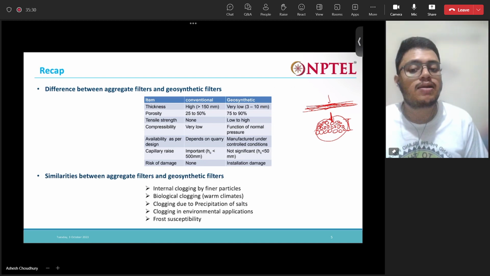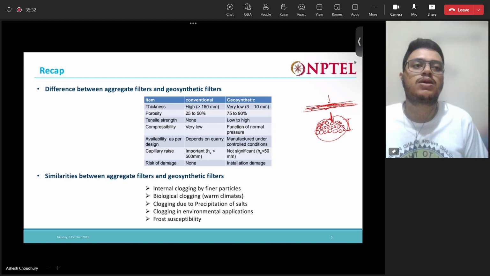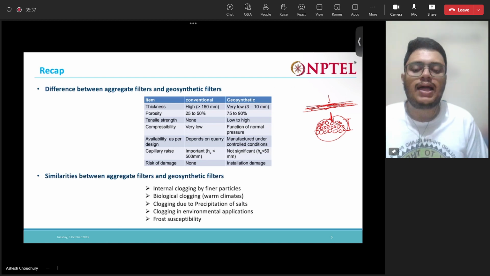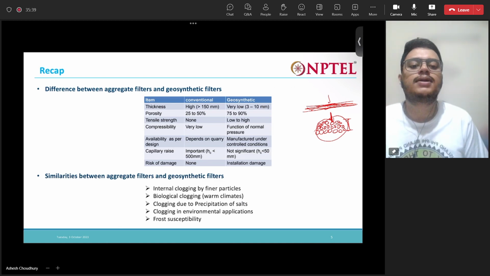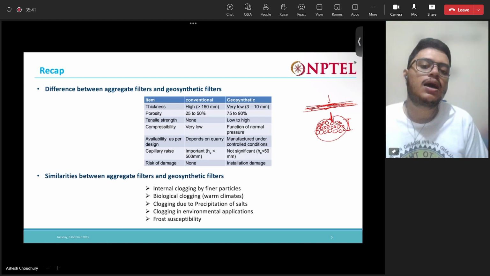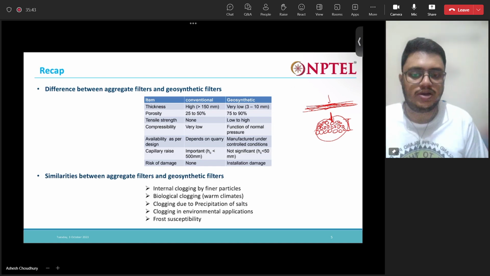Then we have biological clogging. Biological clogging means there is a certain amount of algae or something like that which grows, and they can actually clog the pores of the filters. And also there might be some chemical changes through the soil. They might also clog the pores.